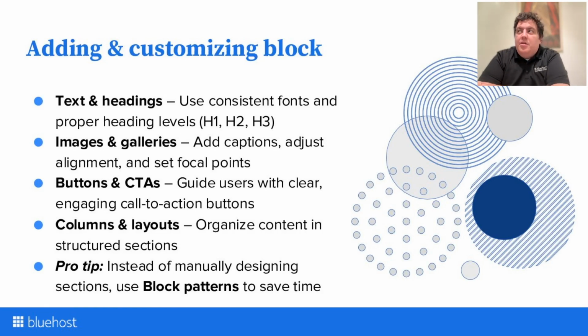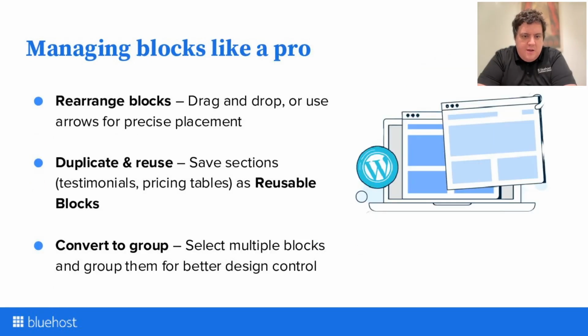But if you're trying to figure out what content is best, remember when we were looking at all the different blocks you can use? These are some of the ones you can use: text, headings, images, buttons, columns, and layouts. I'm not personally a designer, and so I like using a pre-made layout and then changing it a little bit to be what I want, rather than starting with a blank canvas and putting everything together. But yeah, there's a whole bunch of different types of blocks that you can use. Rearrange, duplicate, reuse, convert to group. Yeah, we can show you some of that.